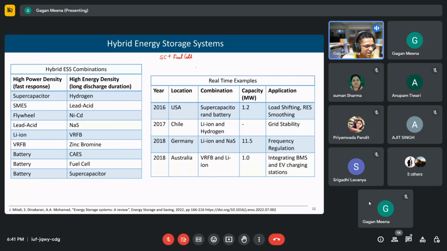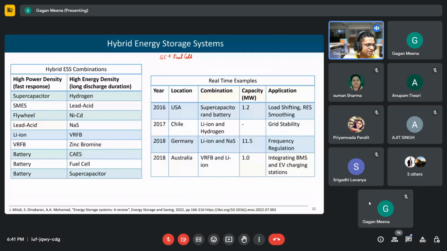Initially, when we want to start any automobile, we require huge torque. Torque requirement is huge. Power requirement is high. So that requirement cannot be met by using a fuel cell. That requirement is met by the supercapacitor. Supercapacitors have very high power density, so they can provide immediate power within milliseconds. But they cannot store energy for a long time.